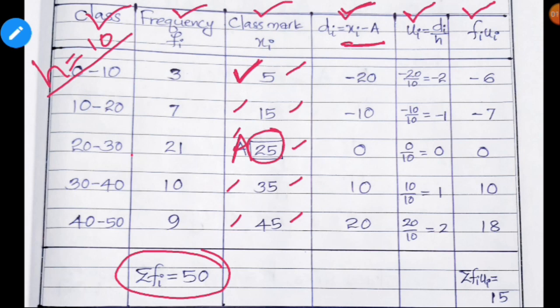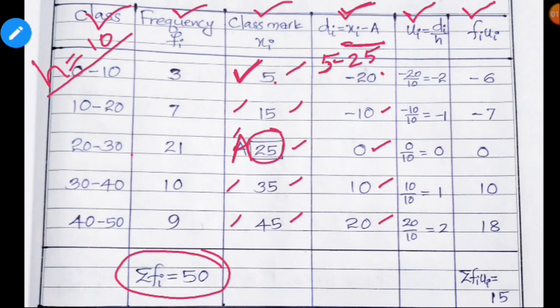Now di equals xi minus a. First xi is 5 and a is 25. So 5 minus 25 is minus 20. Next, 15 minus 25 equals minus 10. Then 25 minus 25 is 0. 35 minus 25 is 10, and 45 minus 25 is 20. Now we got di.